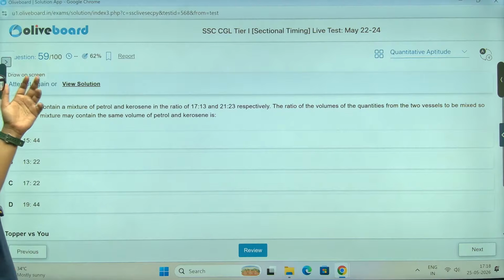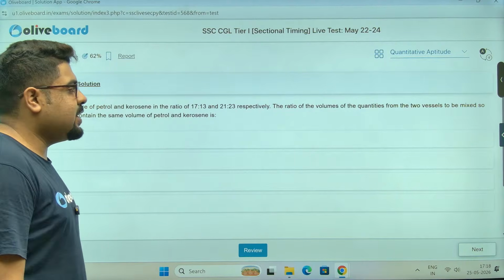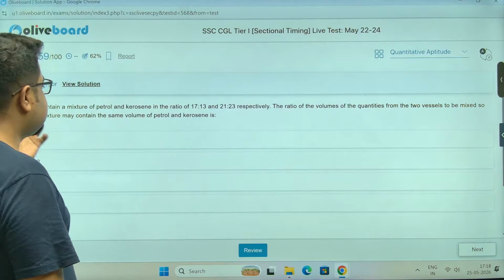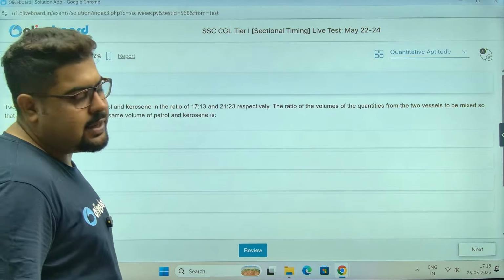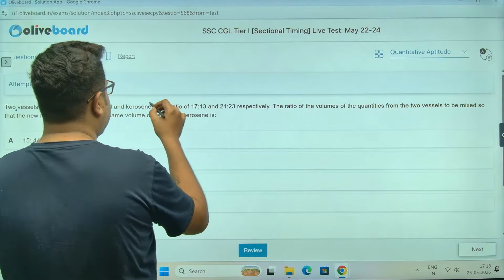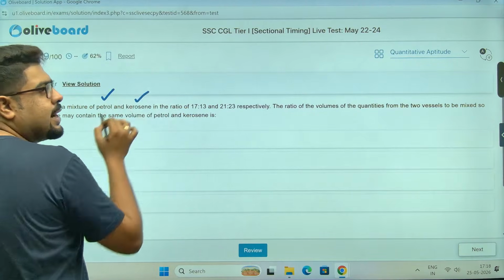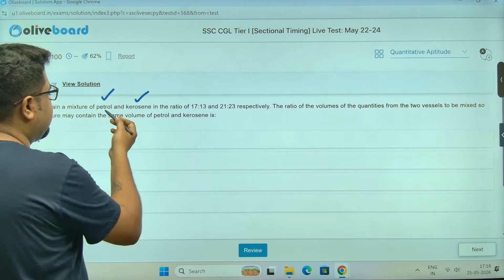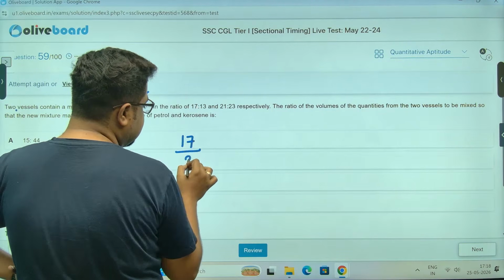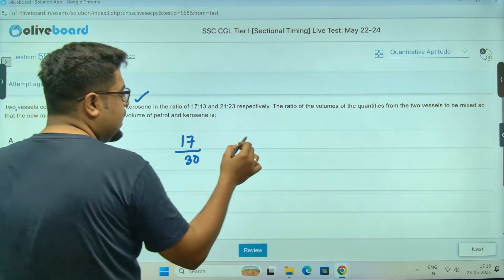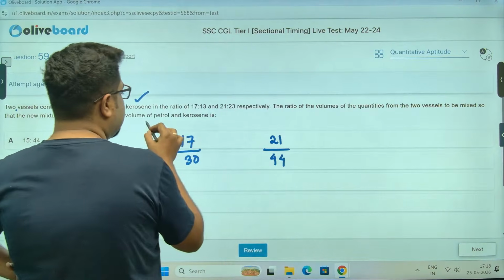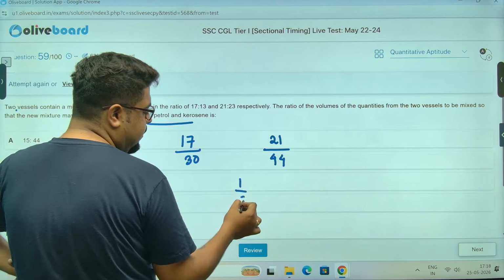Next one, petrol and kerosene in this ratio. The ratio of the volumes mixed so that the mixture contains the same amount. Meaning, sir, apply alligation. I can do alligation through petrol or through kerosene; I am doing it through petrol, sir. So 17 parts out of 17 and 13, 30 parts. Over here it is 21 parts out of 44. And petrol and kerosene equal meaning 1:1, meaning half.